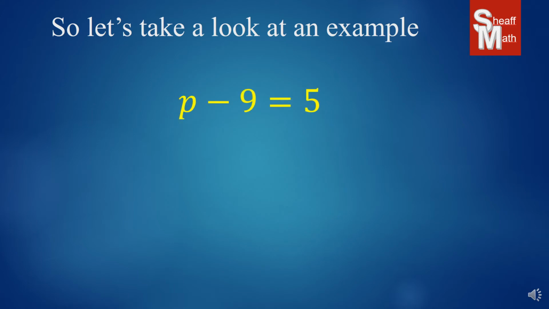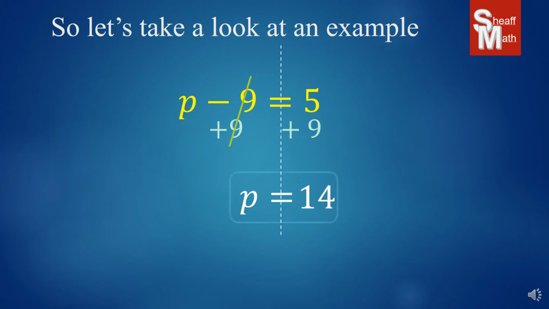Sometimes you have minus in there, and if you want to undo a minus 9, you do the opposite of it, which is plus 9. So we're going to add 9 to both sides, canceling out that negative 9 and leaving us with just the p at the bottom. And 5 plus 9 is 14. And there's our final answer.